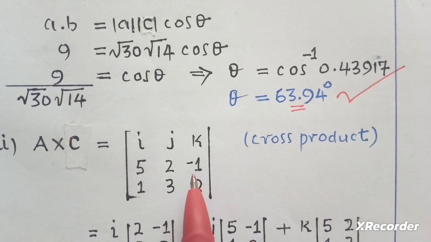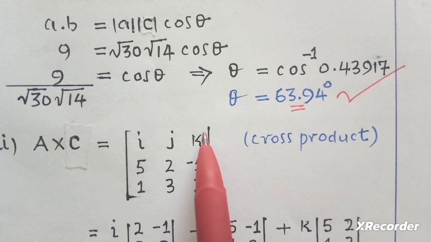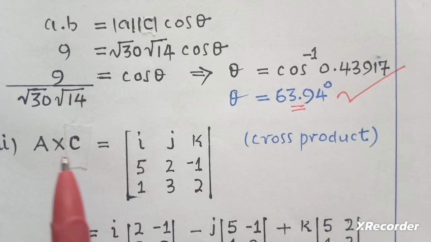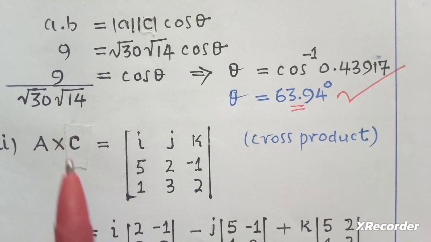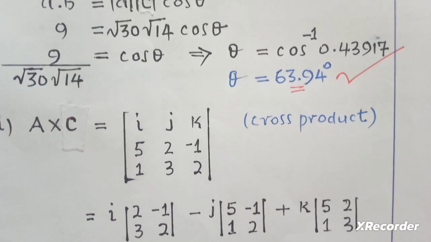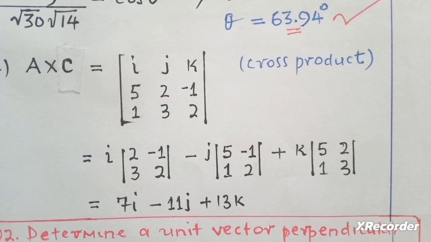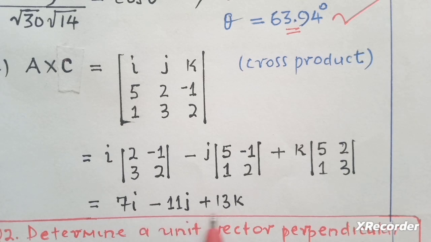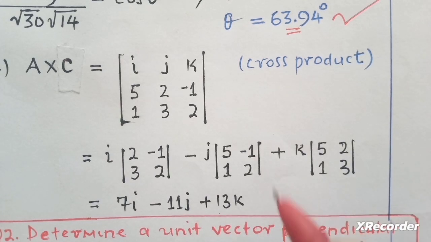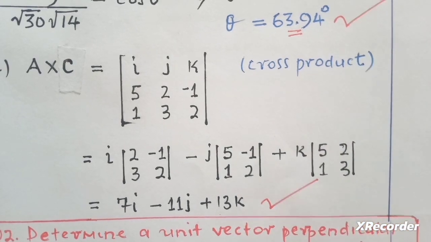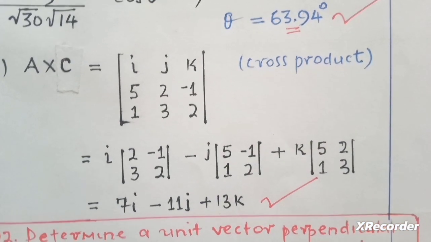So now we find what we call the determinant. This determinant is equivalent to the cross product of A multiplied by C. And when we get the determinant, this is the result we are going to get. Of course, it will be in terms of I, J, and K. So we get this as our cross product of A and C. So from there, guys, we go to another question here.